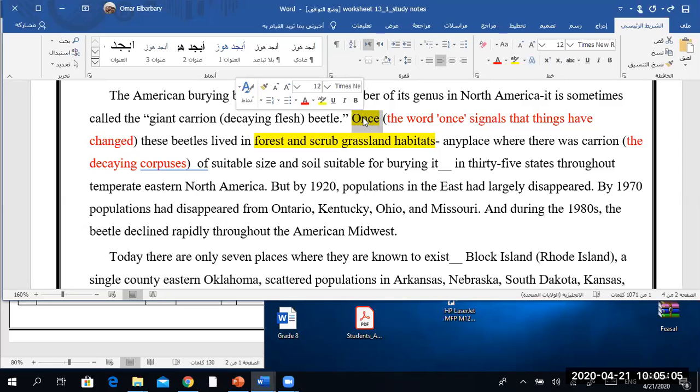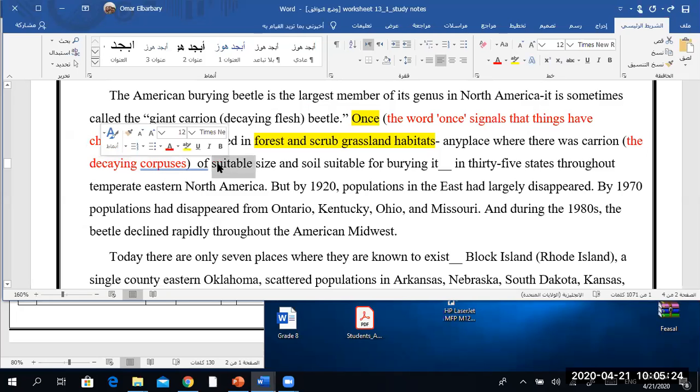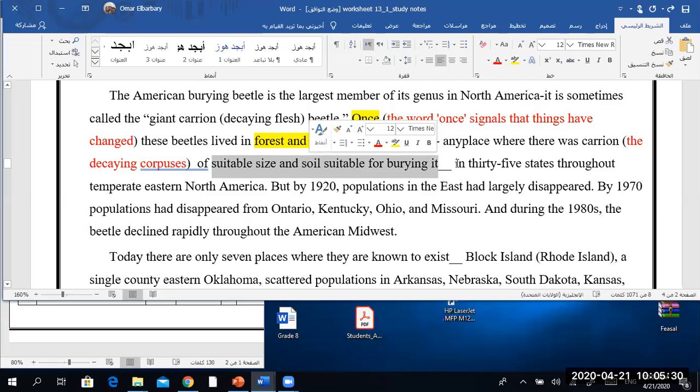Okay. So what are these places we're talking about? We're talking about forest and scrub grasslands only? No. We are also talking about any place where there was carrion. What do we mean by carrion? The decaying corpses. Very good. Of dead animals. Very good. And this carrion should be of suitable size and soil suitable for burying it. Very good. Okay.